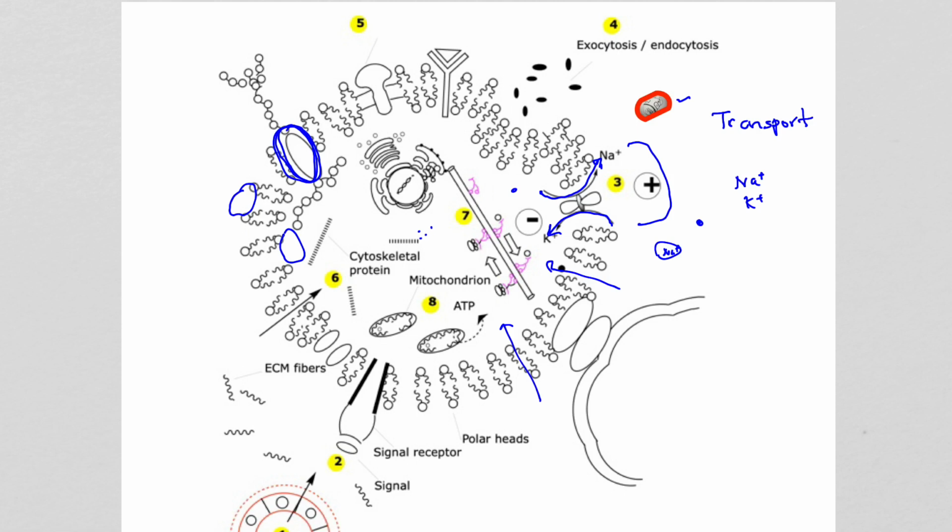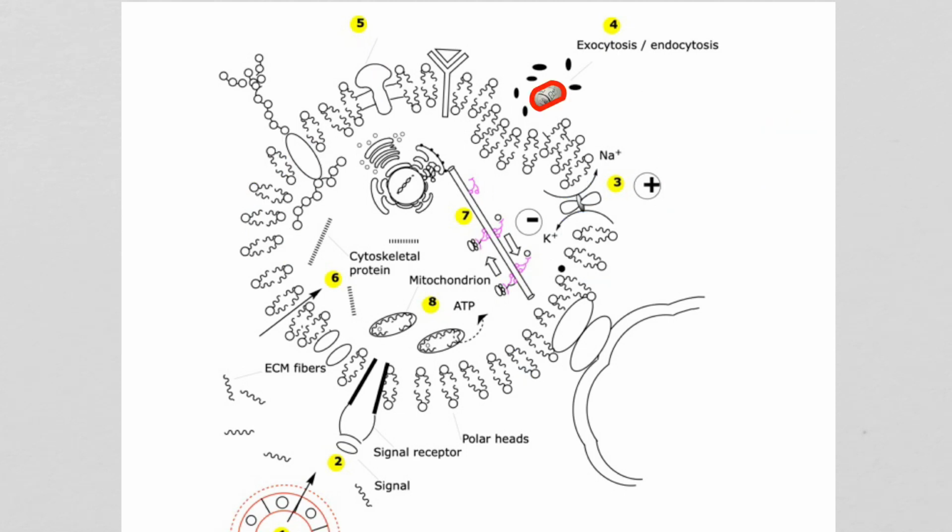So there are all kinds of transport proteins that bring chemicals into the cells. For example, glucose has a glucose transport protein, which we'll talk about quite a bit later in metabolism.